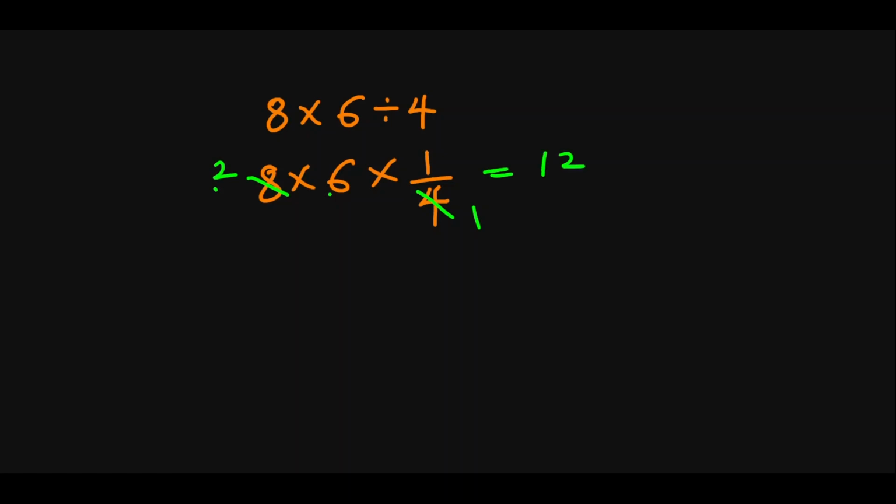If you want to rearrange it to see if you get the same answer and write it as 8 times 1 over 4 times 6, you still get the same thing. 4 here 1, 4 here 2. 2 times 6 is 12. So you see how these concepts make simplification very easy.